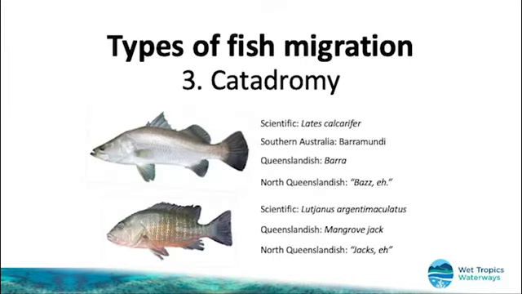Now, catadromous fish do things the opposite way around. Catadromous fish are the ones that mature in the freshwater, and the adult fish come from the freshwater. They migrate downstream to spawn in the estuaries or along the coasts.